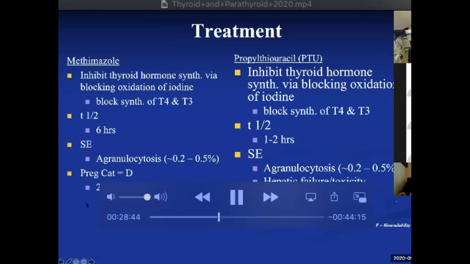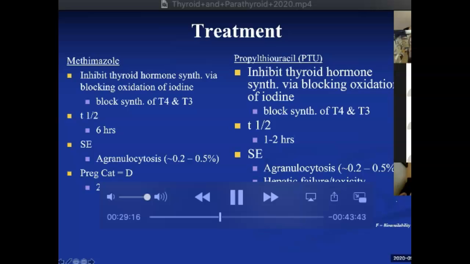So methimazole, as much as I think it's a great medicine, it's pregnancy category D, and so you don't want to be using it until the second or third trimester is okay. PTU is our other option. This inhibits the thyroid hormone synthesis by blocking the oxidation of iodine. It can also cause agranulocytosis, and it's usually used in the first trimester.